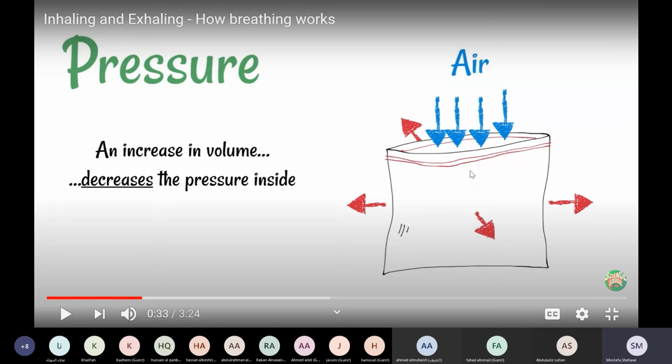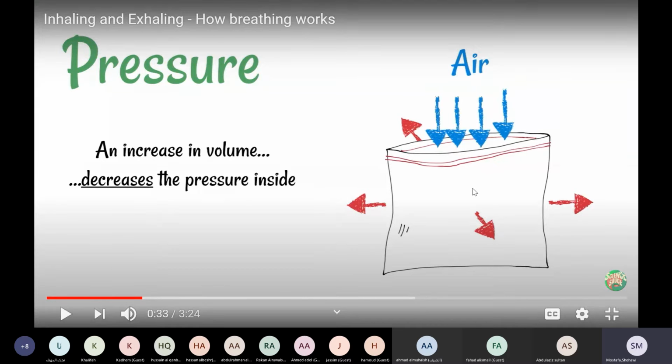So if you have a bag like this one and you increase the size by pulling it in all directions, as you see these red arrows, this will lead the air to move inside it. If you have this bag and you start to pull it in all directions, the air will fill it inside. And why will the air move inside it? Because by increasing the volume, you have decreased the pressure inside the bag. And the air outside will still have more pressure, so it pushes into the bag.